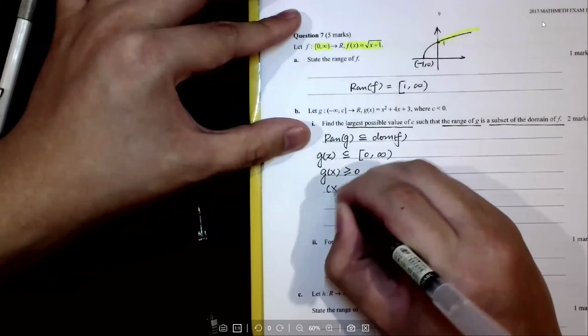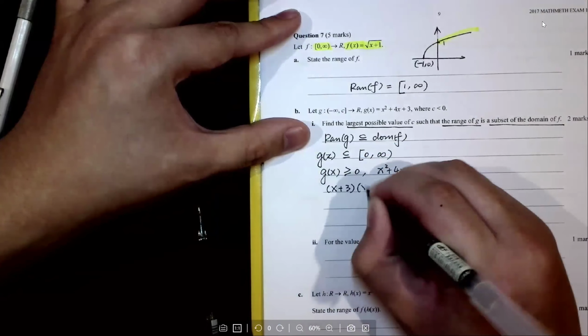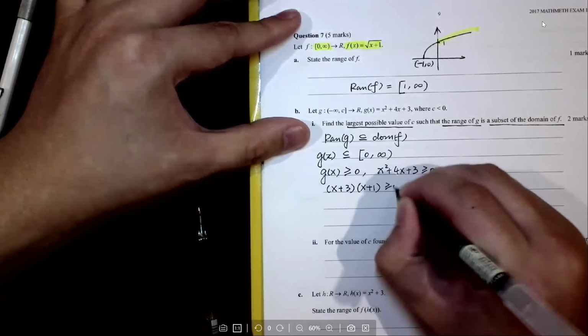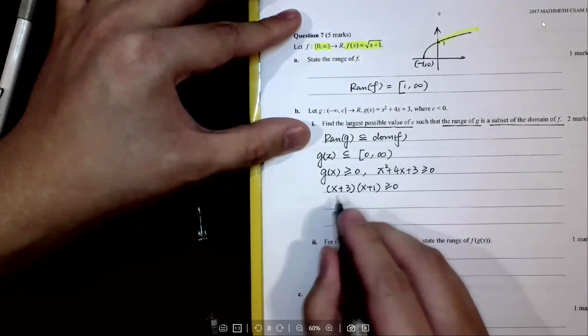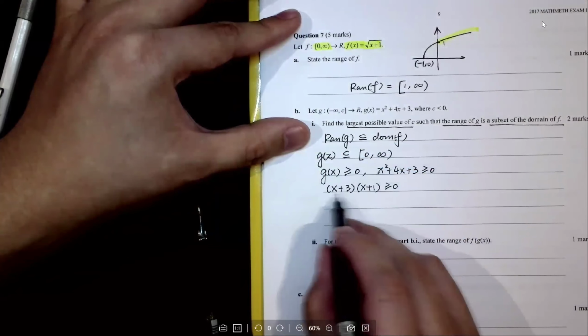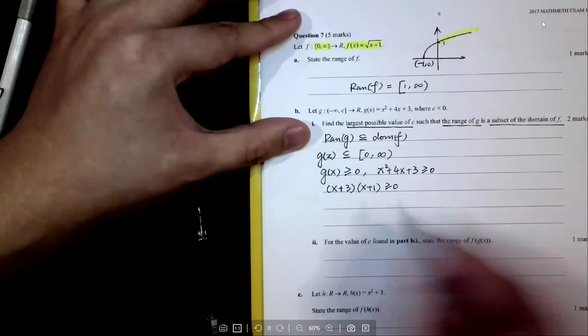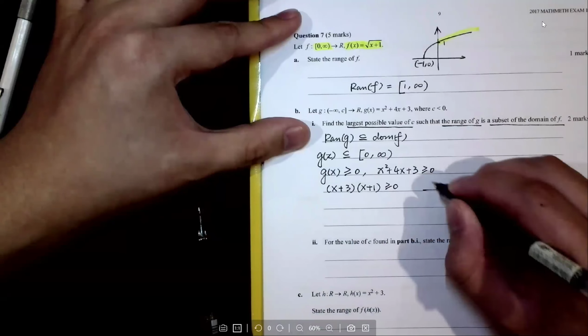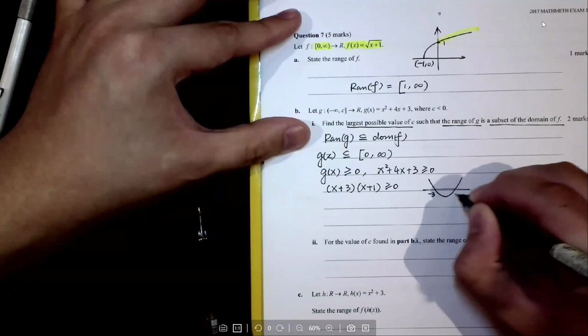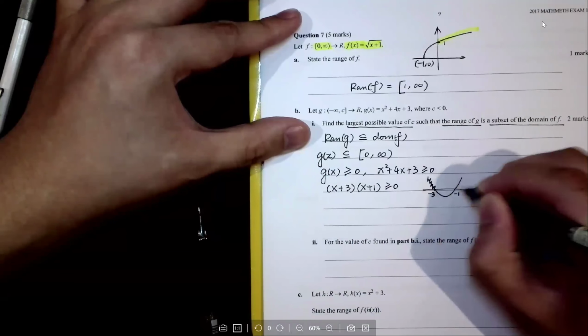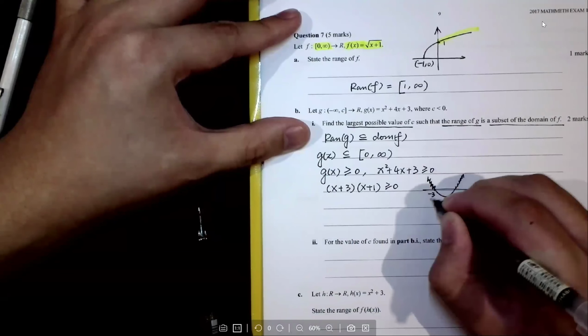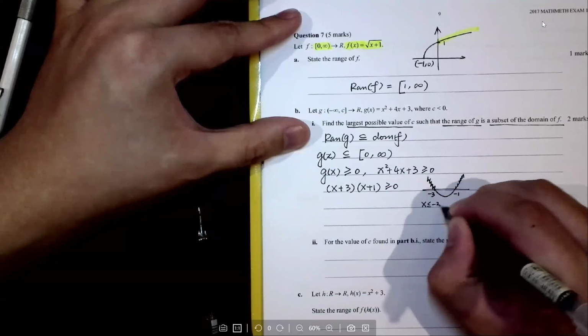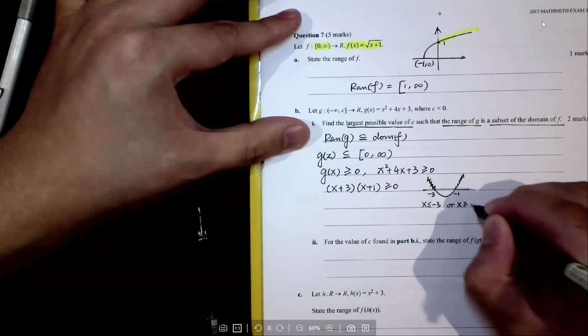And you can factorize this expression, say (x + 3)(x + 1) ≥ 0. So we are trying to solve, let's say, for the possible values of x from this inequality. And if you just draw a diagram, you'll have a -3 here and a -1 here, which means the feasible regions is either x ≤ -3 or x ≥ -1.